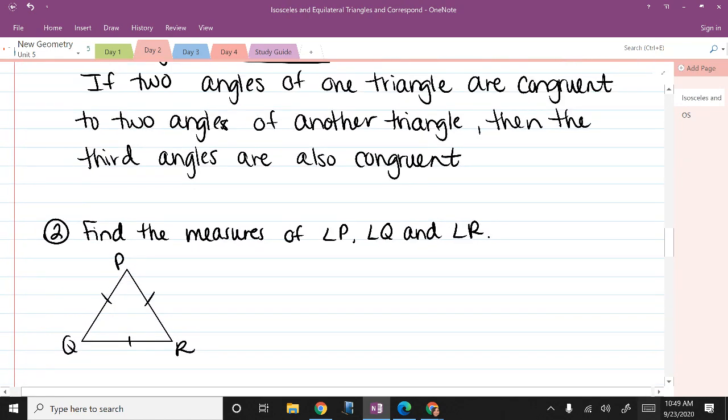All right. So now we're going to see some examples based off of those corollaries and theorems. Find the measure of angle P, angle Q, and angle R. How do you know? Right? The little tick mark says this is an equilateral triangle, right? All sides are congruent. And we just learned if it's equilateral, then it's also equiangular, which means they're all congruent. So you just write down measure of angle P.